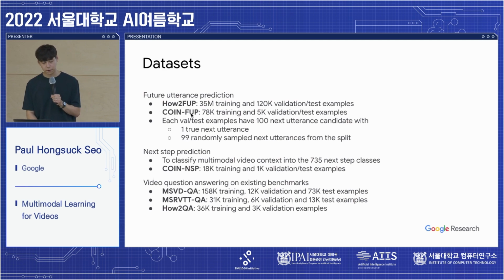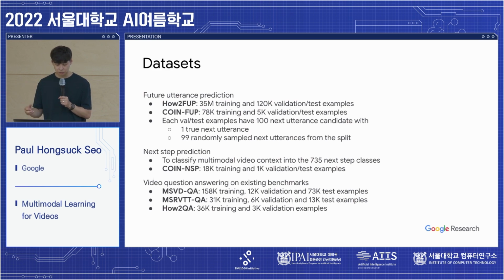And we also built CoinFOB. There is a dataset called Coin. We repurposed this dataset too, but because it is a dataset with manual annotation, the scale is relatively small, quite a lot smaller than the previous one. Here we can see how the scale matters. For each dataset we collected one true next occurrence, which is available from the video, and 99 randomly sampled next occurrences from the split, so we selected the negatives randomly.